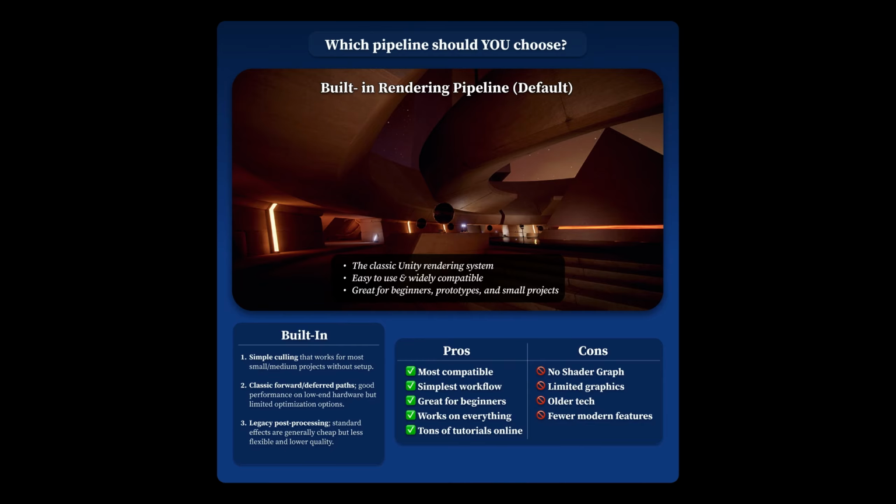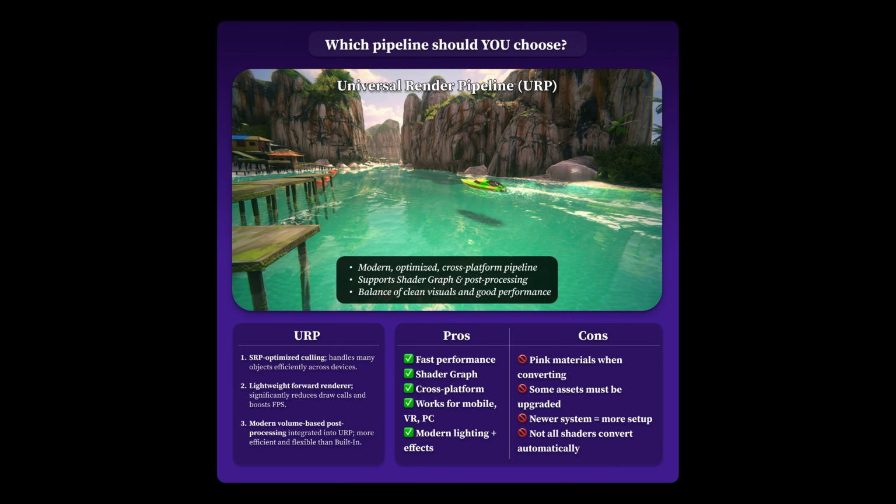Built-in is best in cases where you're targeting legacy systems and smaller scale projects. Unity 6 also does improve some underlying systems, but it doesn't change built-in's identity. It's still the legacy pipeline and won't receive modern rendering updates.